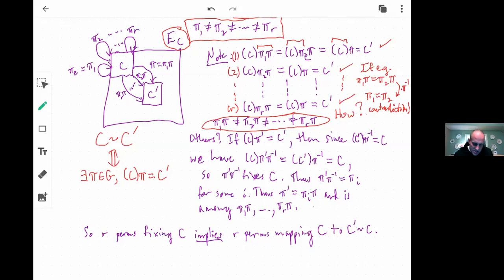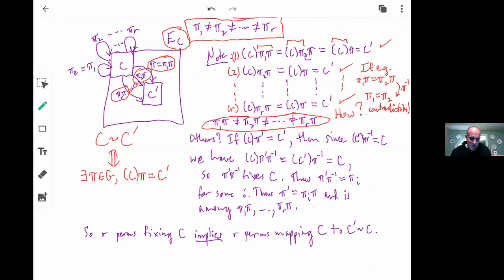So all r of these are different, okay? All r of these are different things that move us. So here's pi r, dot, dot, dot. Here's pi 2 pi, and here's pi 1 pi. Of course, pi 1 pi is just pi itself, because pi 1 is the identity.